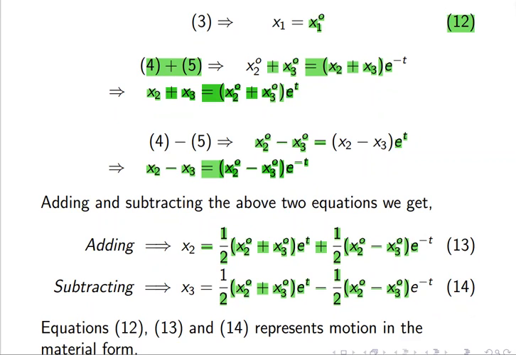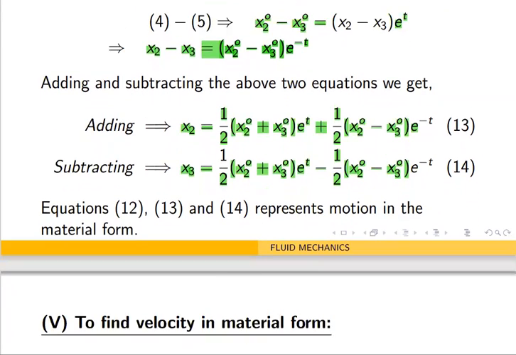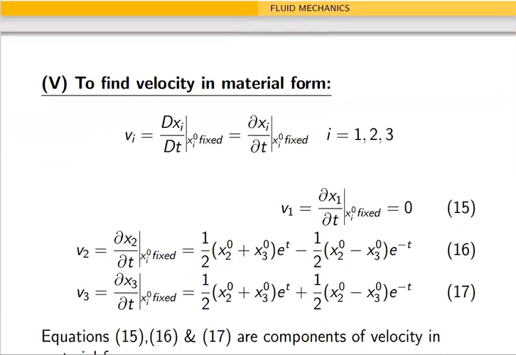Look at 12. Equation 12 is x1 in terms of xi naughts, x2 in terms of xi naughts, and x3 in terms of xi naughts, and of course t. So once we have the motion in the material form, we can easily find the velocity in the material form and acceleration in the material form. Now we'll find the velocity in the material form.